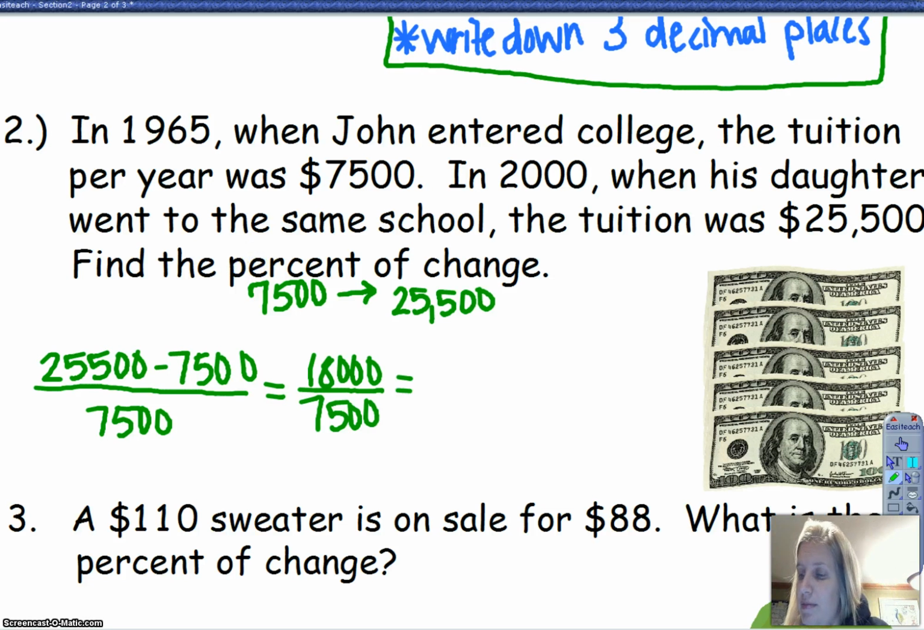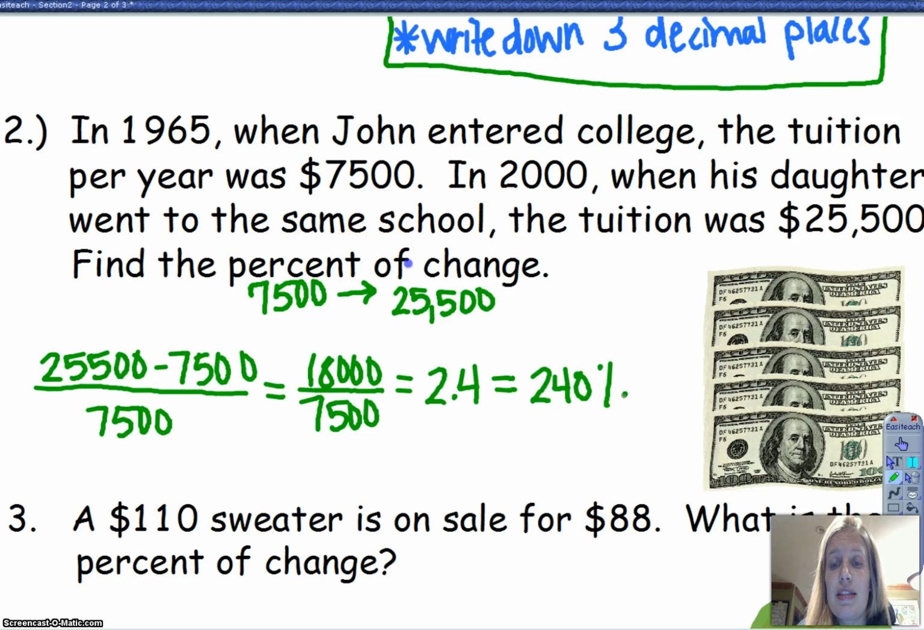Divide. I get 2.4. So there aren't 3 decimal places here, so I just write down what I have. Then I'm either going to multiply this by 100 or move it 2 places to the right, and I'm going to get 240%. Okay, it was an increase because it went from 7,500 all the way up to 25,500, so we don't need a negative there. Okay, let's try the next one.